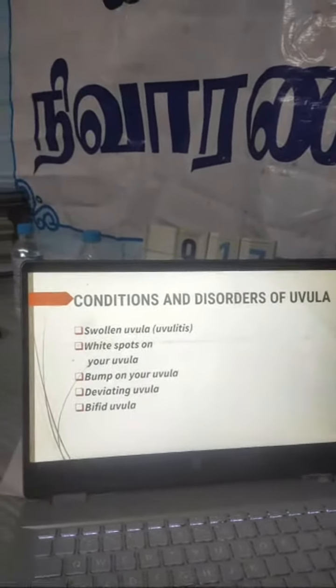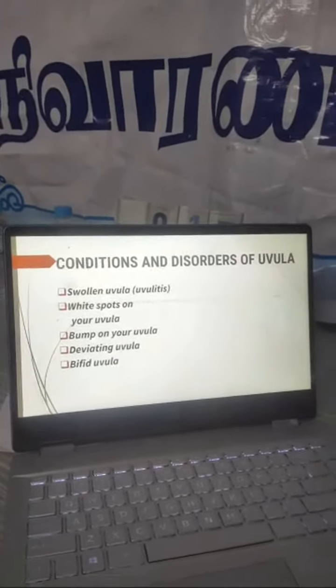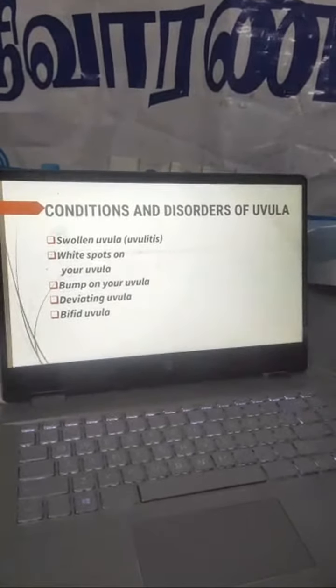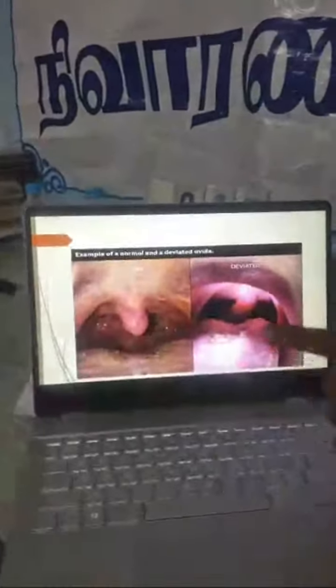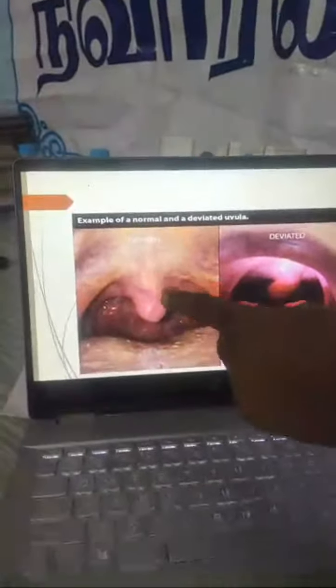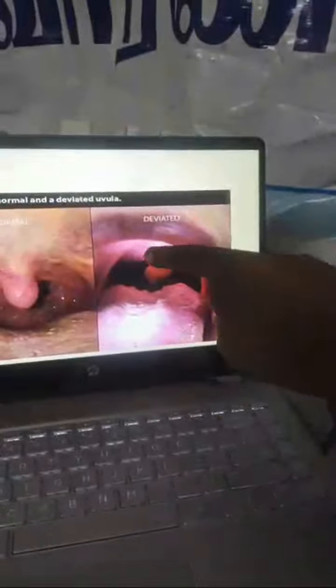There are several problems with the uvula. You can easily divide them into infectious and non-infectious. Infectious means you have tonsillitis or anything, and the uvula becomes swollen. It may have some abscess in it, or it may get bigger. Non-infectious is because of a neurological deficit. The uvula has to be in this place. This is normal. Here it goes and is deviated to one direction.